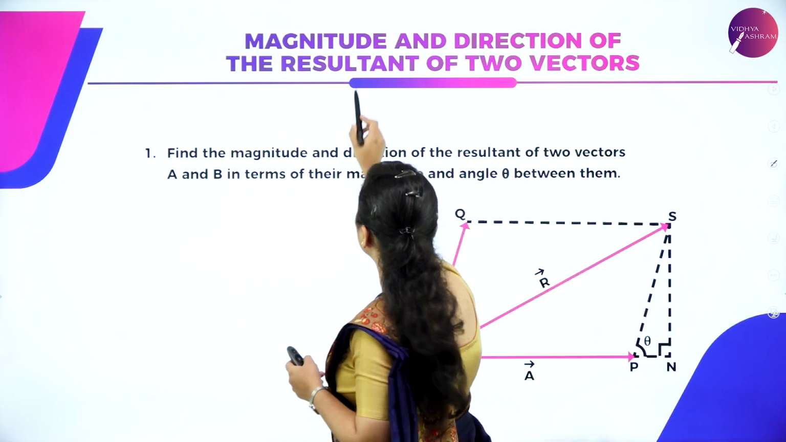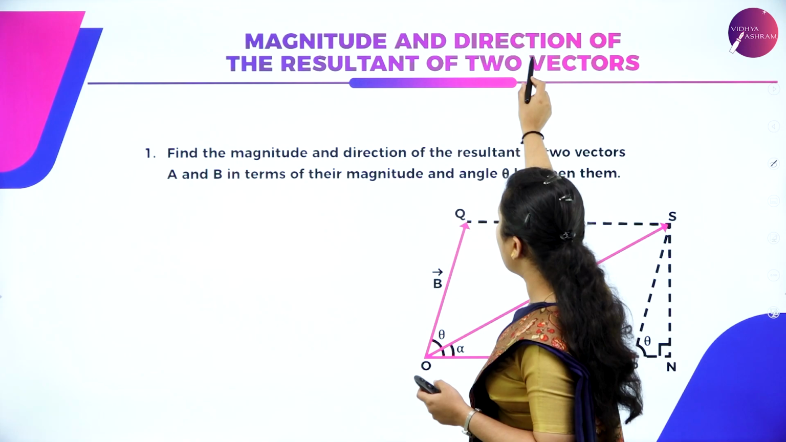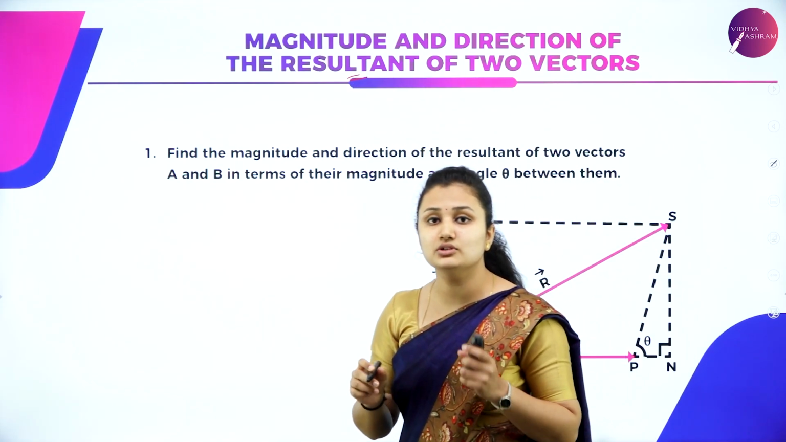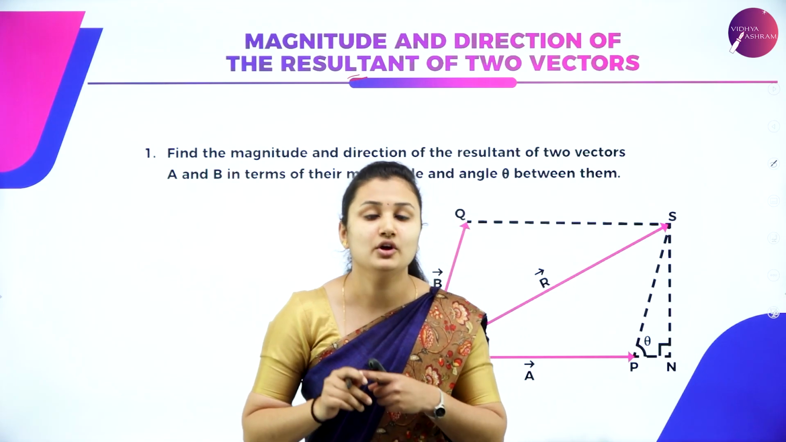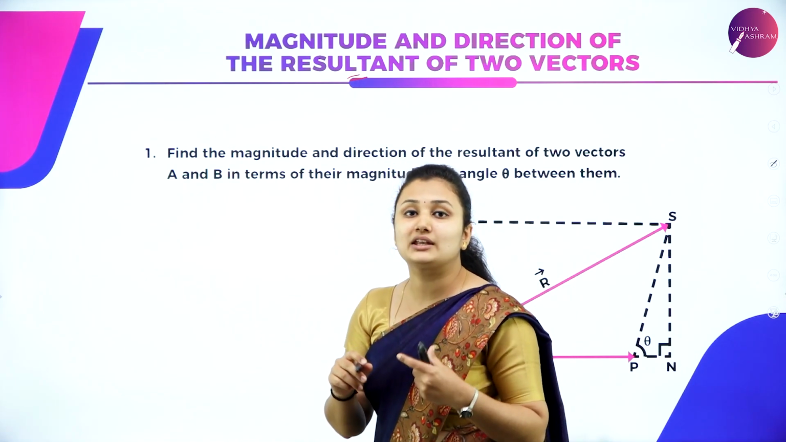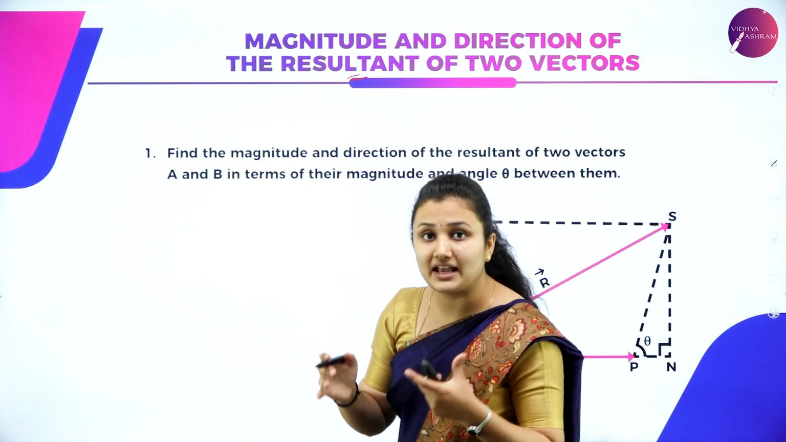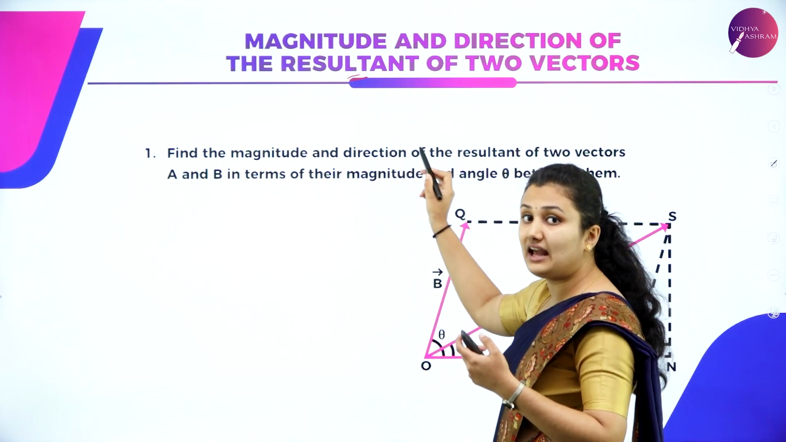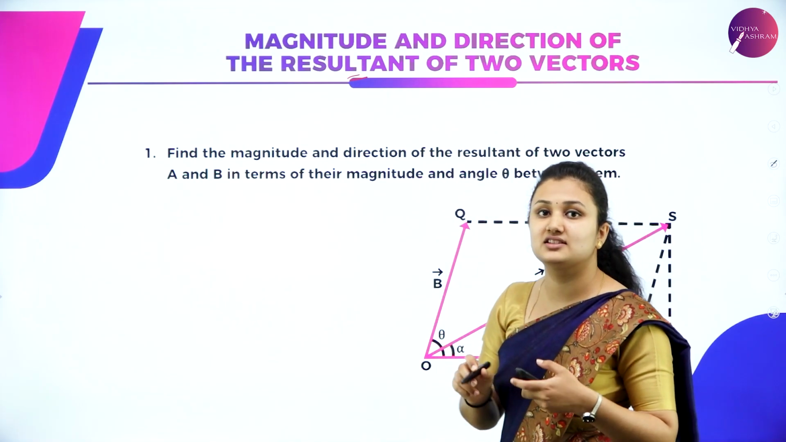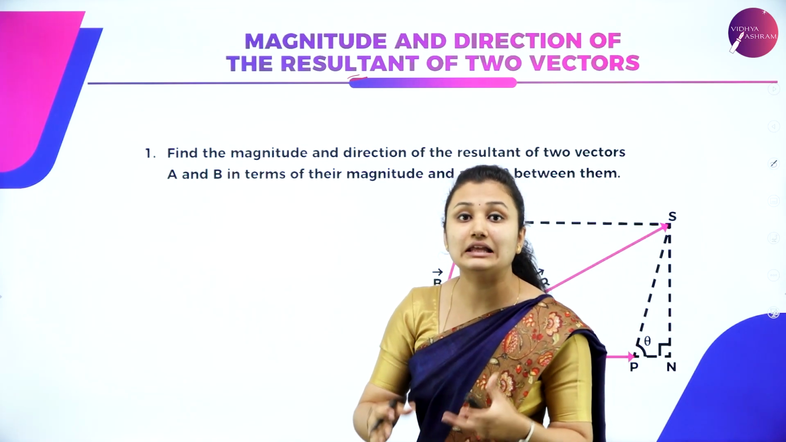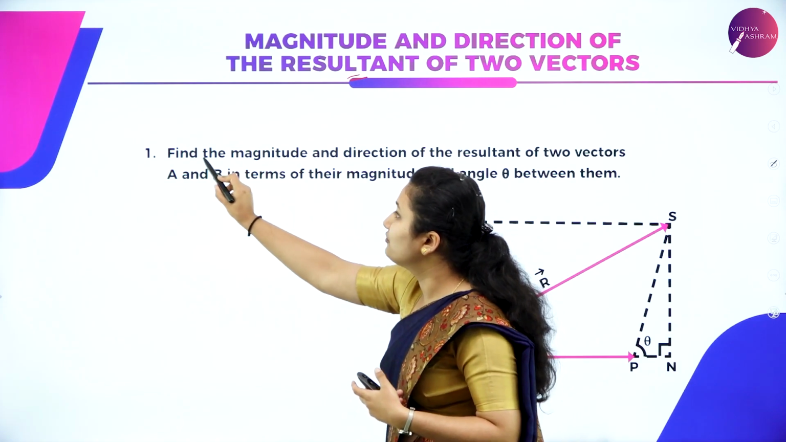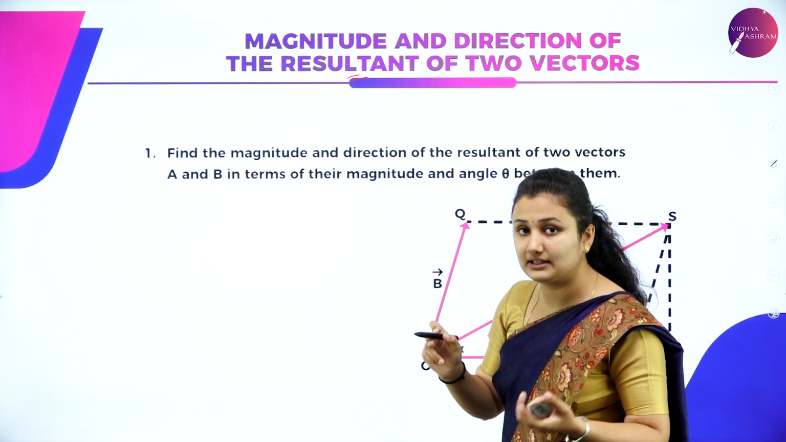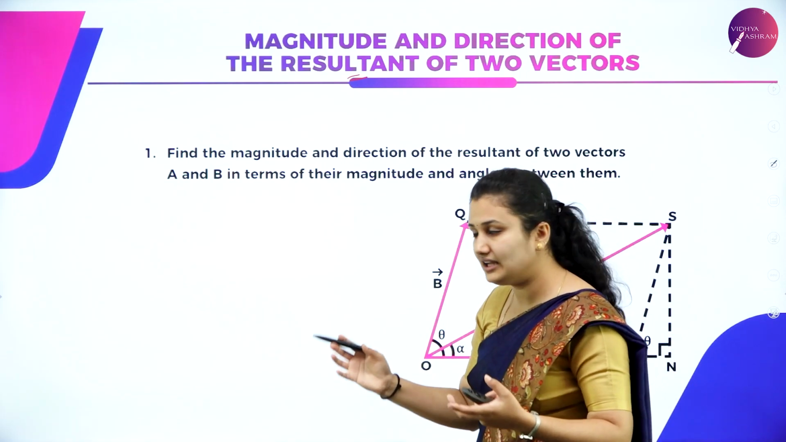Next, I have magnitude and direction of resultant of two vectors. You can also get the question as: derive the expression for magnitude and direction of two vectors, say A and B. So it is basically a derivation where you find the magnitude and direction. When you say vector, it is magnitude and direction.